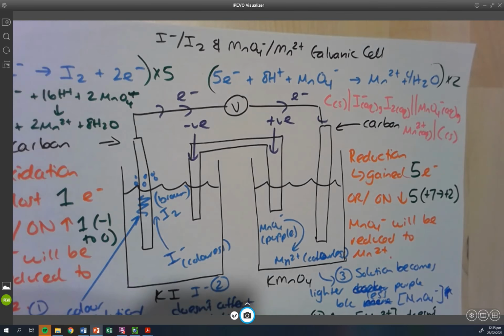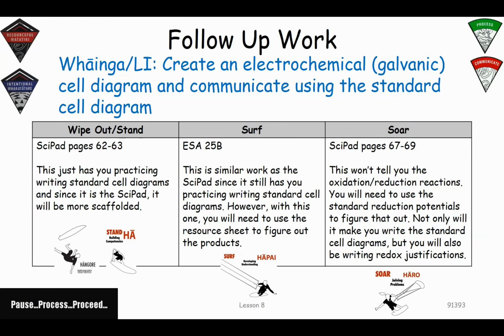All right, so here is the follow-up work to do. If after this lesson you feel kind of shaky on the material, do SciPad pages 62 and 63. That one is just practicing that standard cell diagram, and because it's SciPad, it's going to scaffold it for you, or at least give you some more background information instead of just tossing you into the deep end. The ESA 25B is going to toss you into the deep end.